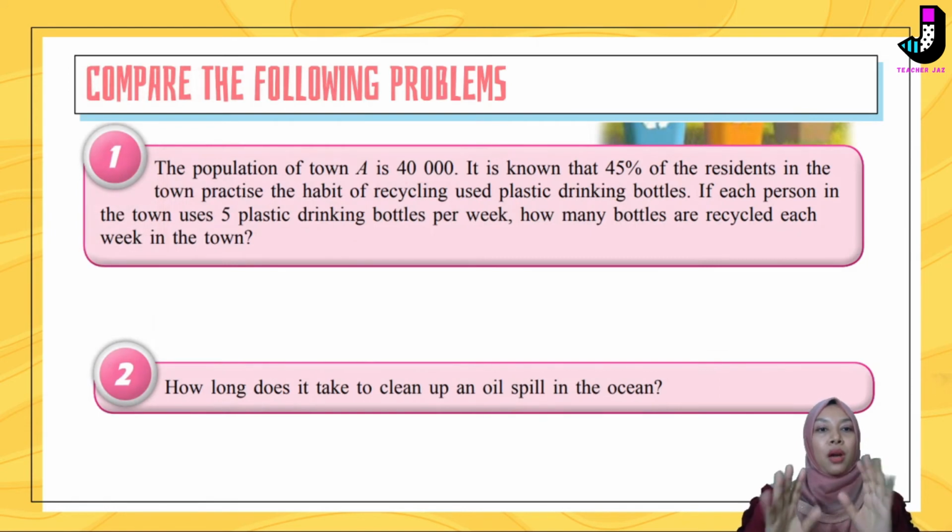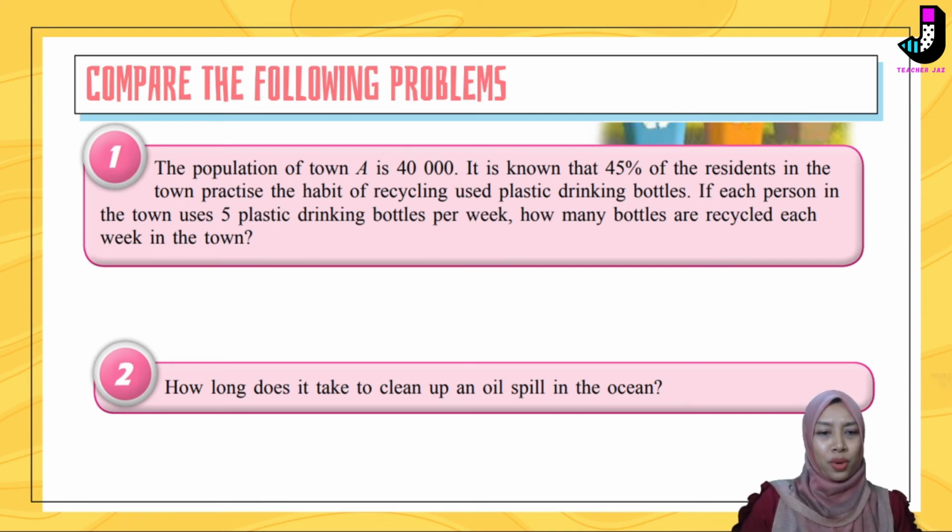So here, now I just want you to compare these following problems. It might be a little bit confusing. What is mathematical modeling, and what is a problem solving question? So here it is. The first question: the population of town A is 40,000. It is known that 45% of the residents in the town practice the habit of recycling used plastic drinking bottles. If each person in the town uses 5 plastic drinking bottles per week, how many bottles are recycled each week in the town?